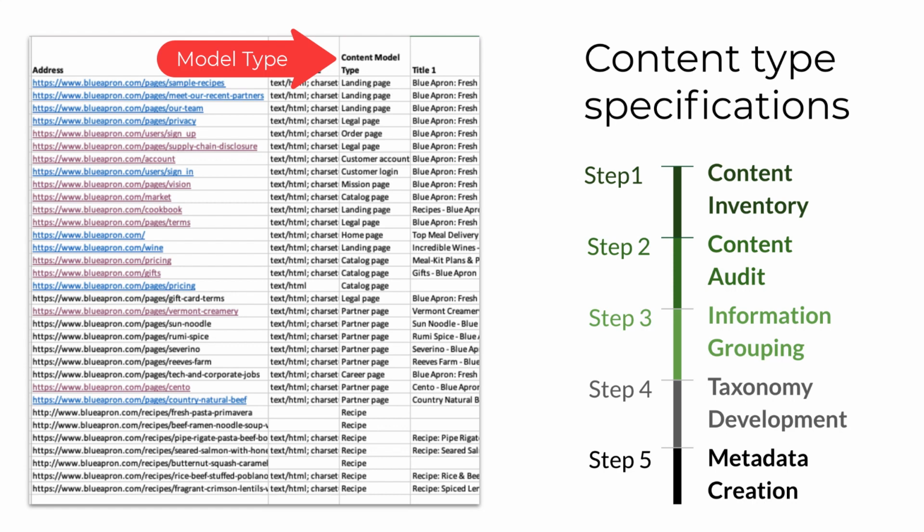In all, in this sample, I found 10 different content types. 1 home and 5 other landing pages, 7 partner pages, 7 recipe pages, 4 catalog pages, 4 legal pages, 2 corporate pages, 1 customer account page, and 1 customer login page. What I need to do is develop a content model for each of these 10 types. Let's take the example of a recipe content type.